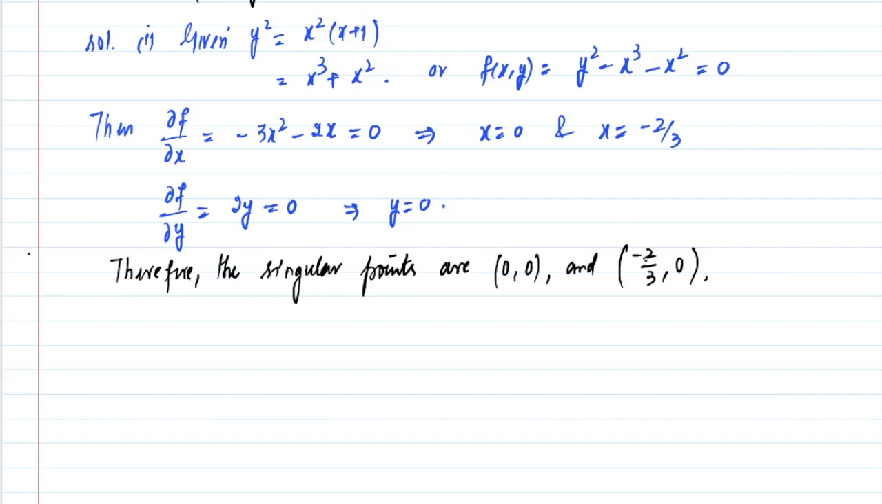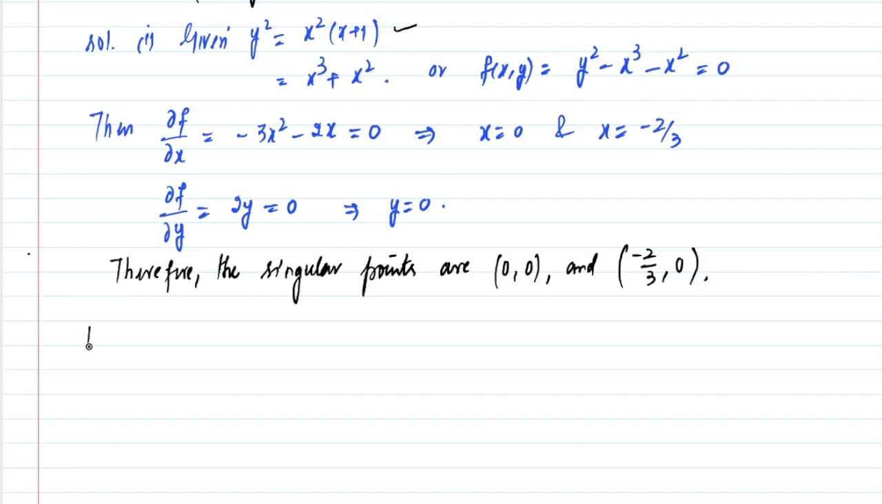But if we substitute x equal to minus 2 by 3 in this curve and y equal to 0, we will get some 0 equal to a non-zero value. In fact, we can see that this point does not lie on the curve. So we can say minus 2 by 3, 0 is a conjugate point, and 0, 0 will be either a node or a cusp.